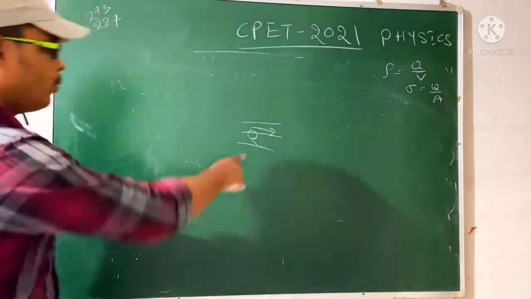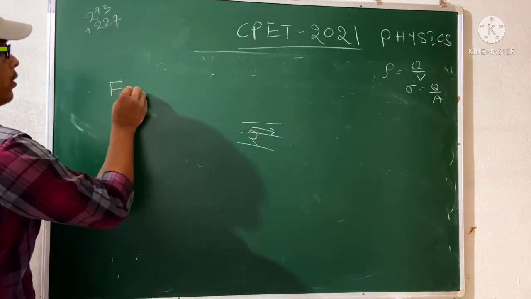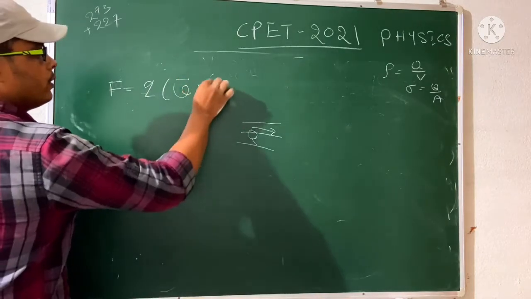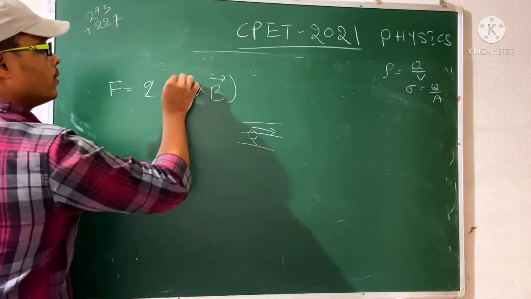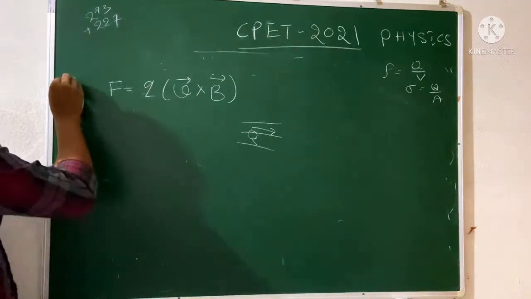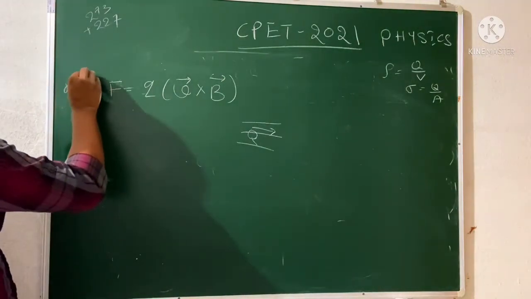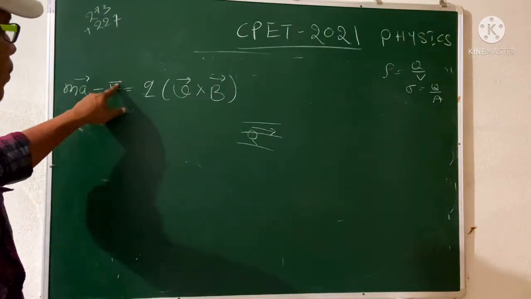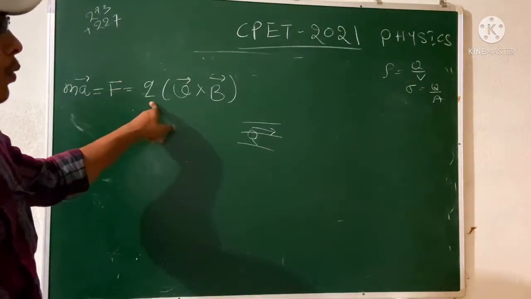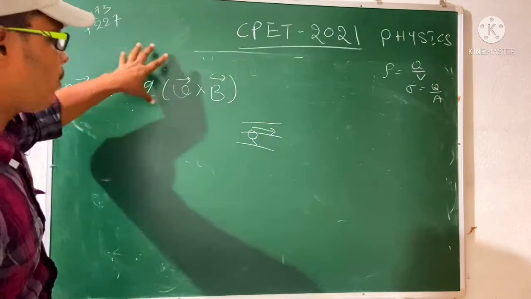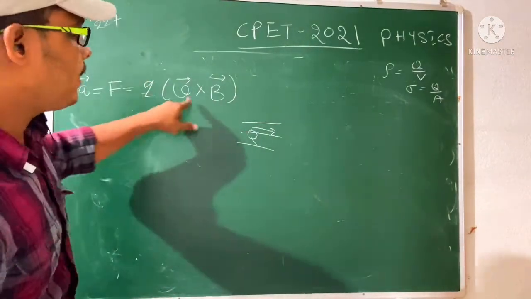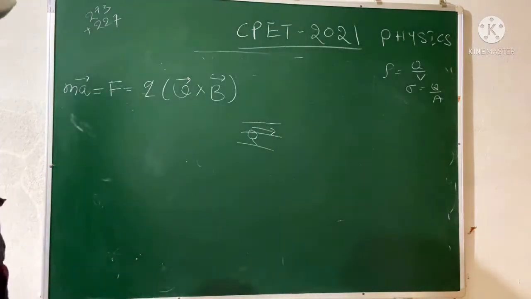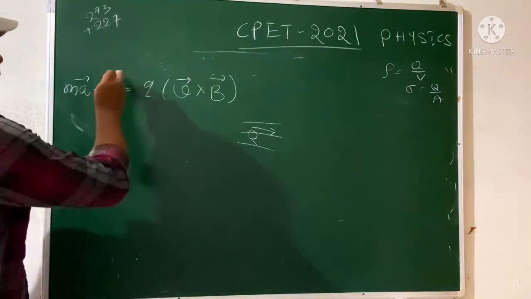So what is the force? The force equals q into v cross b, right? So this is the force. You remember, what is force? Force is nothing but mass into acceleration. This is the magnetic force. When we project a charged particle into a magnetic field, a force acts on it. That force is q into v cross b. We know force equals mass into acceleration.